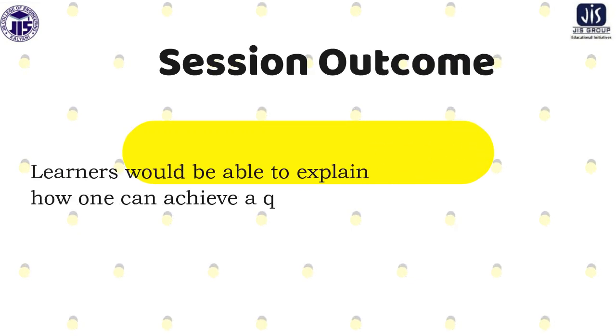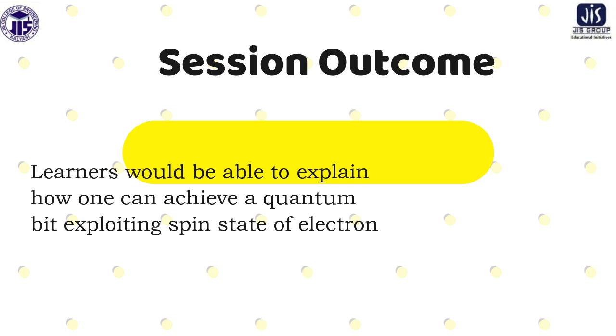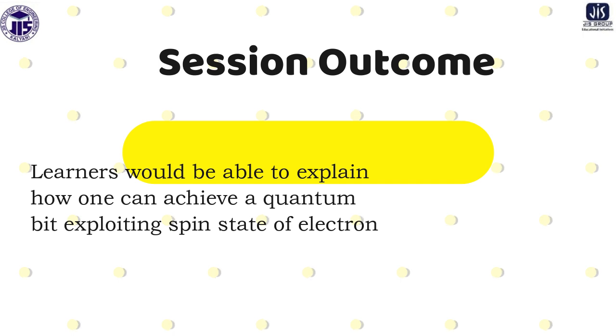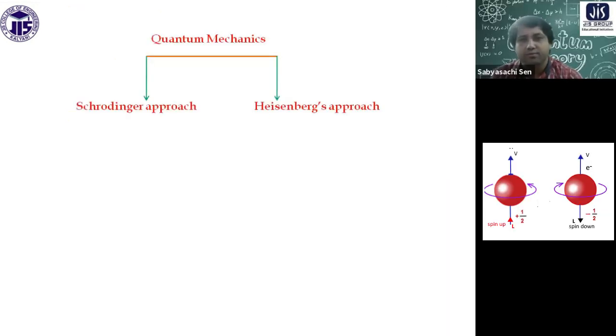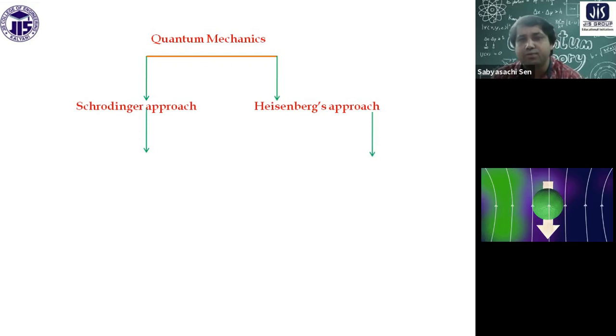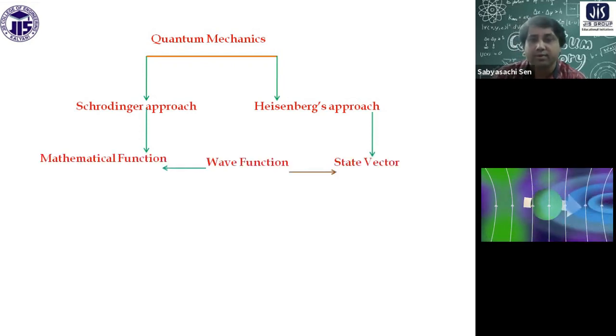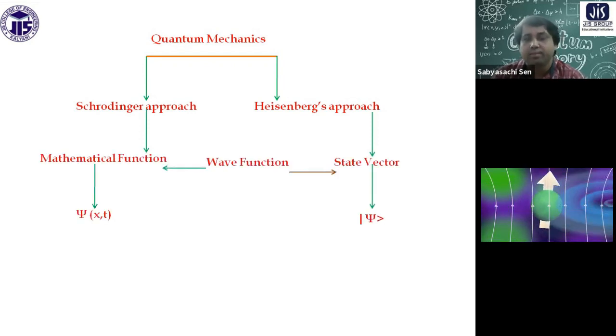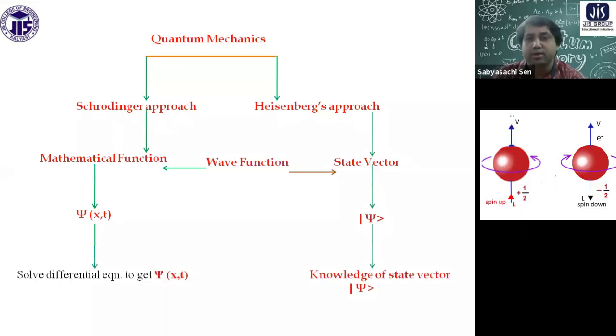And here we are talking about the application of quantum mechanics. We are now basically dealing with quantum computation. I told you, there are two branches of quantum mechanics. One is the approach of Schrodinger, where you take up the wave function as a mathematical function. Another is the approach of Heisenberg, where you describe the wave function as a state vector. The entire study of quantum computation depends on the mathematical basis, the state vector.